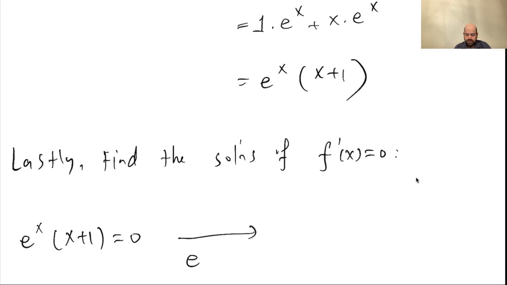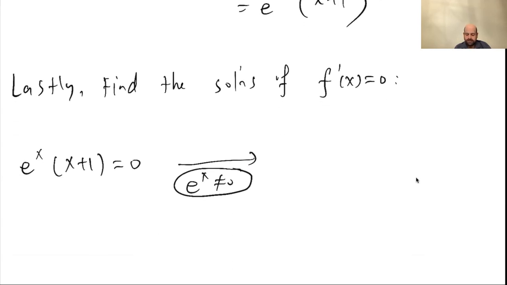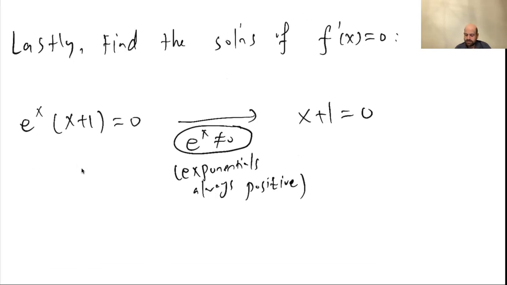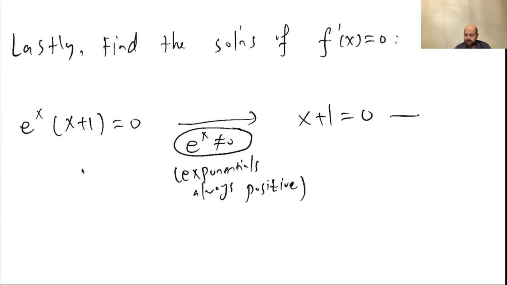But e to the x is never equal to 0, because exponentials are always positive. So this means x plus 1 has to be 0, right? Because the product of two numbers is 0, so either the first one is 0 or the second one is 0. But the first one is non-zero because the exponential is always positive. So the second one must be 0. That means x plus 1 must be 0, and that means x equals minus 1.